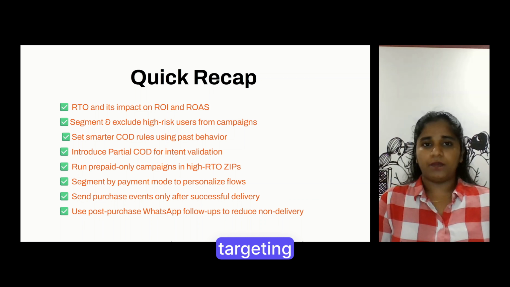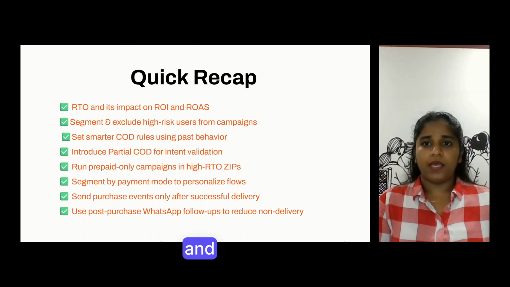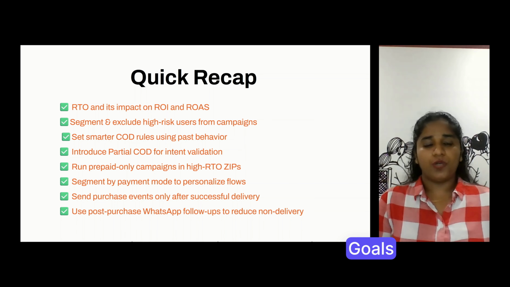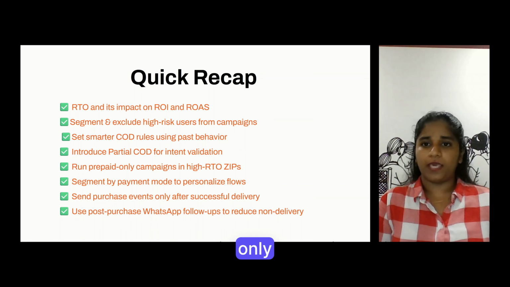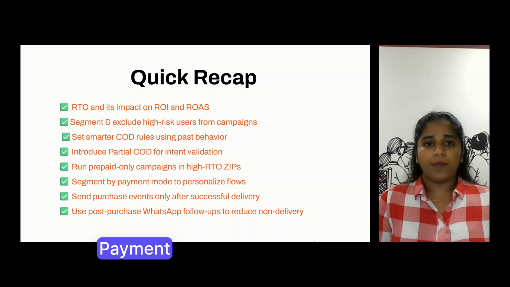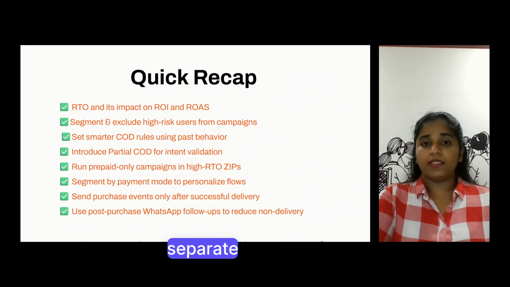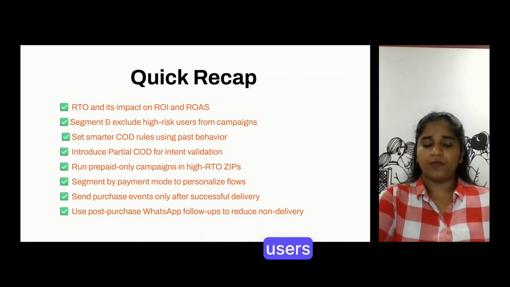Smart audience targeting, like segmenting and excluding your users with past RTO behavior and tagging them high risk. COD control, introducing partial COD without hurting conversions. Geo level targeting, identify high RTO zip codes and run prepaid only campaigns with incentives. Payment mode segmentation, creating separate journeys for COD and prepaid users.